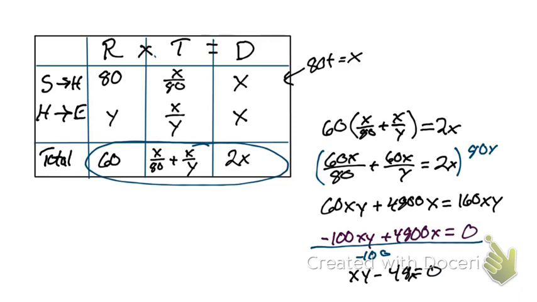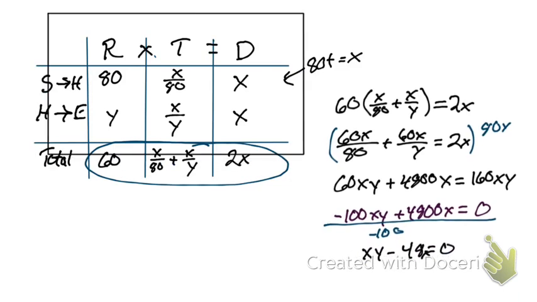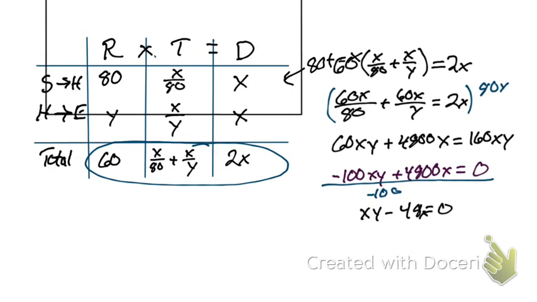I'm running out of room, so I'm going to bump this up. Oh, that's too much stuff going on, but oh well. All right, so we have xy minus 48x equals 0. Well, since I have two x's, I'm going to factor an x out. So that's going to give me x times y minus 48 equals 0.